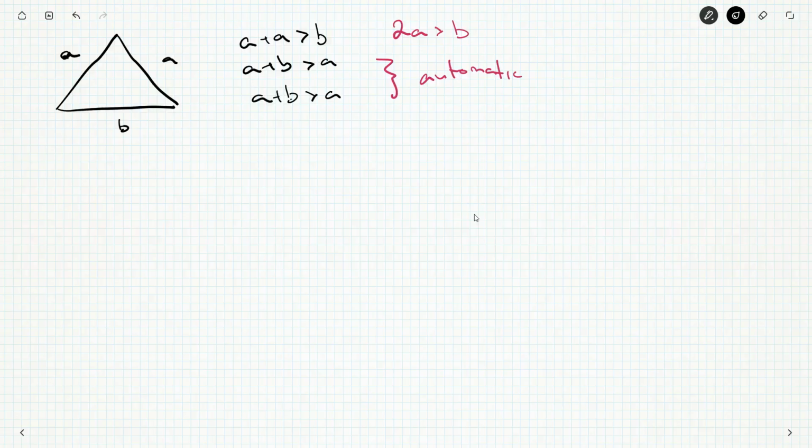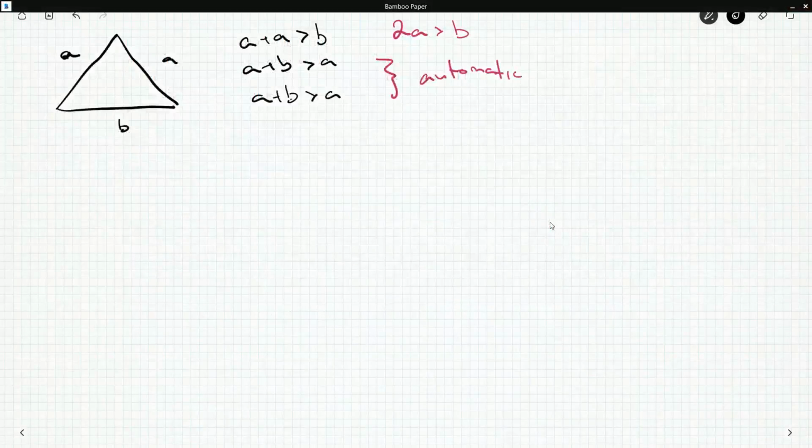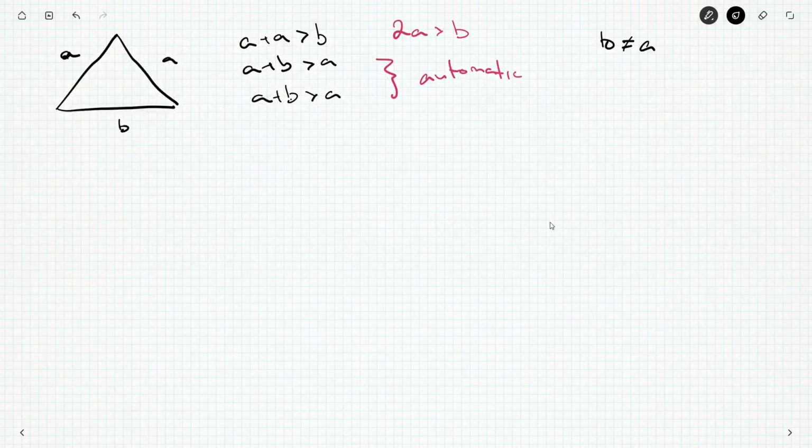So now we ask ourselves, using these side lengths, how many different triangles can be formed with exactly 2 equal sides? I was about to start talking about equilateral triangles, but exactly 2 equal sides means you also have to have B not equal to A. So I can't do 2, 2, and 2. That's still a triangle, but it doesn't have exactly 2 equal sides. So we have to be a little careful. What have we got? We've got 2, 3, 5, 7, and 11. Notice these aren't random numbers. 2 times 5 is not bigger than 11. 2 times 3 is not bigger than 7. 2 times 2 is not bigger than 5. That sort of thing.